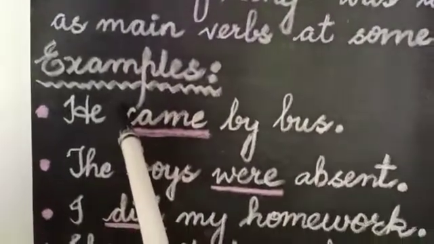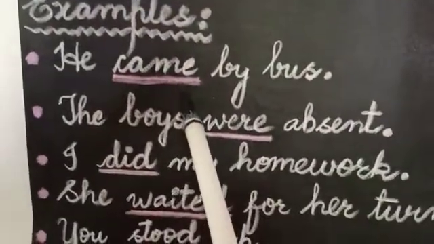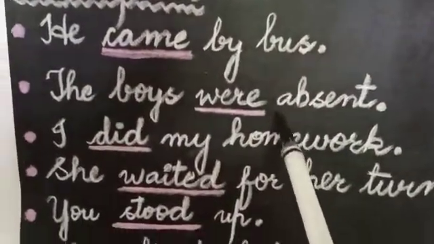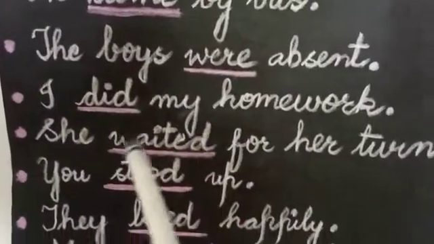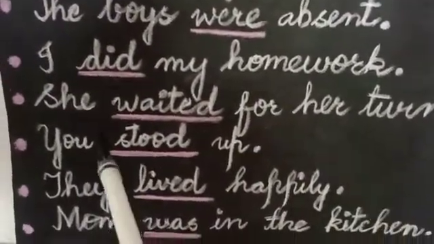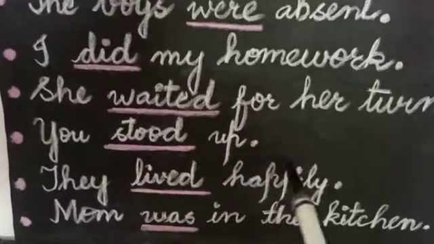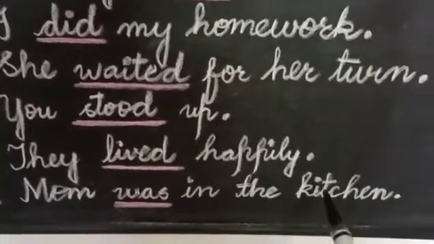Then we went through some examples. He came by bus. The boys were absent. I did my homework. She waited for her turn. You stood up. They lived happily. Mom was in the kitchen.